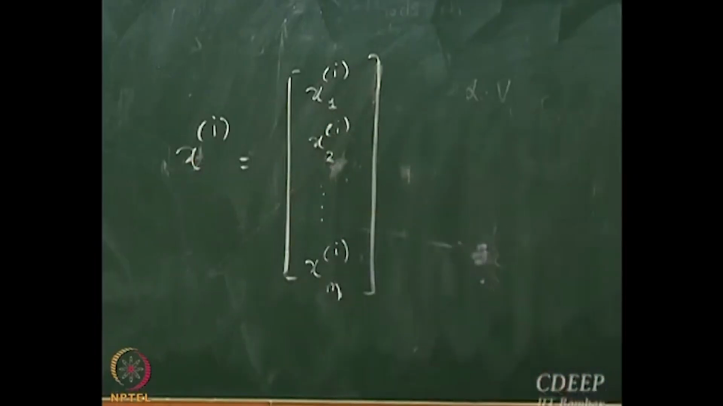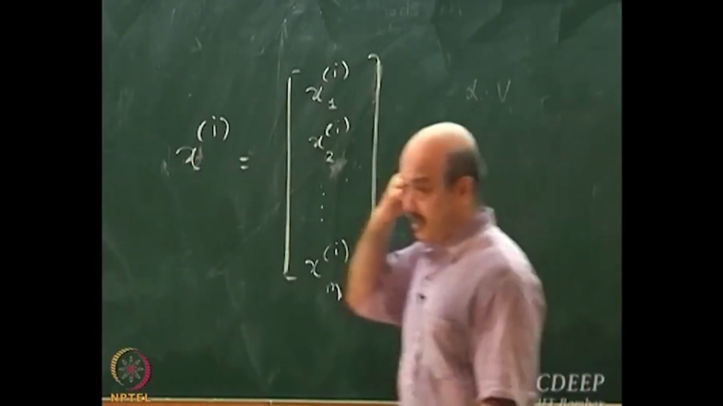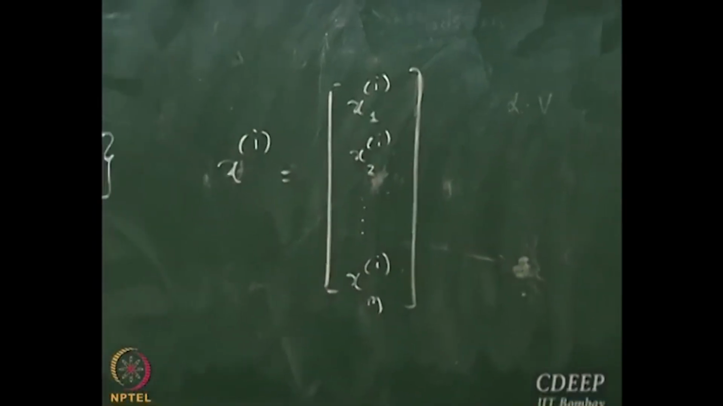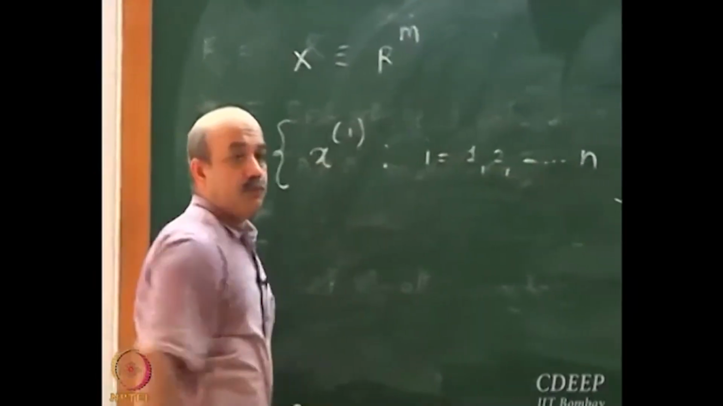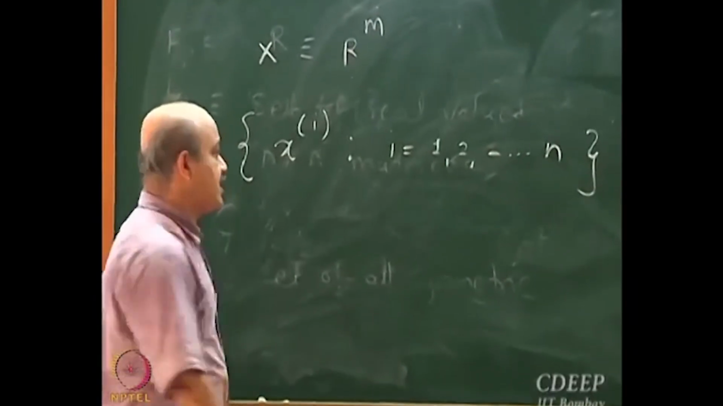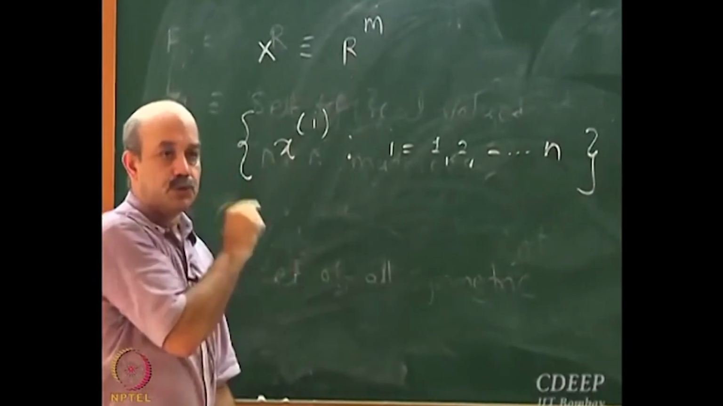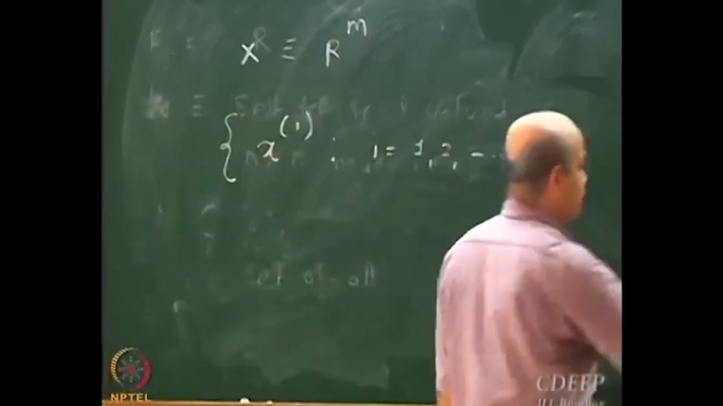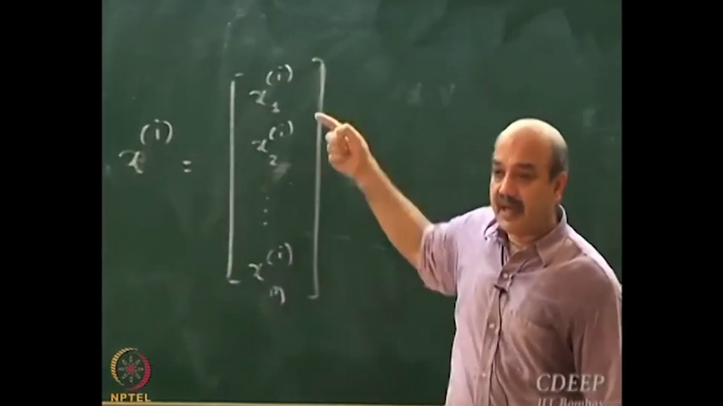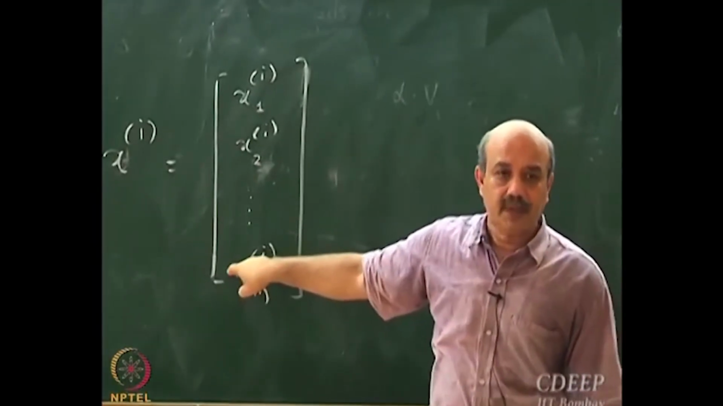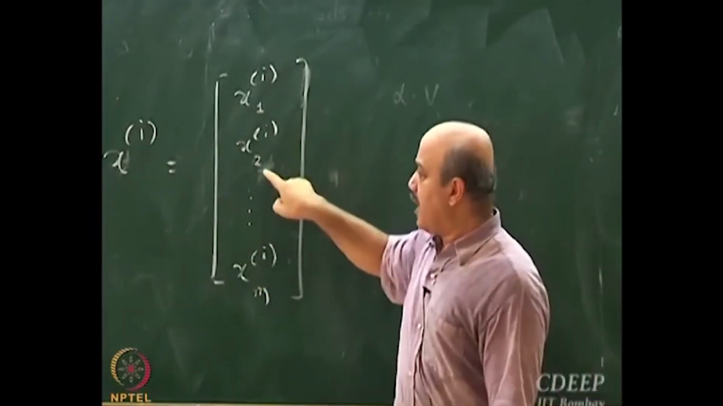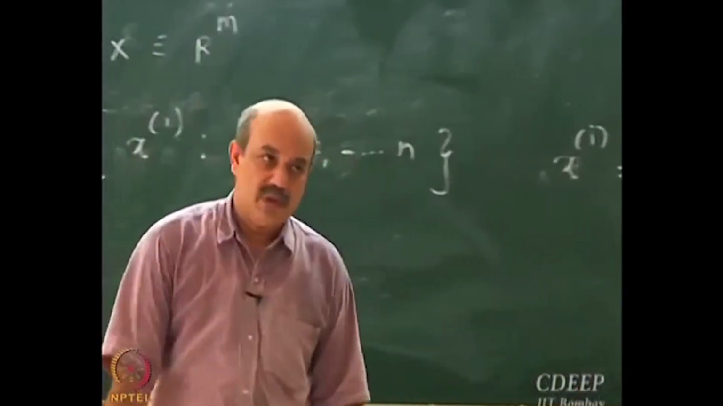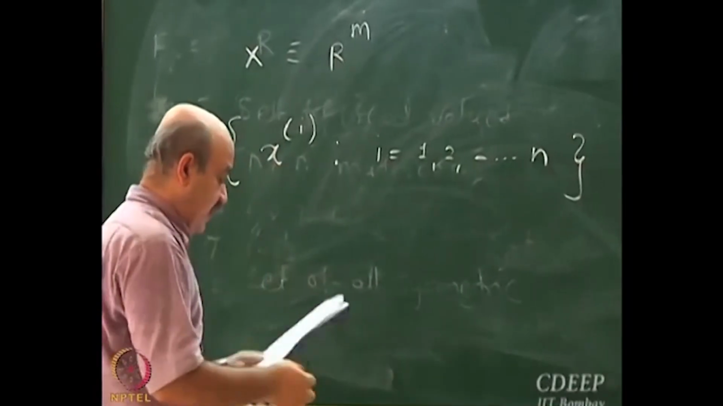So this notation is central to our course. I'm going to use it very, very often. The superscript in brackets is used to indicate the ith vector, and a subscript is used to indicate the component of the ith vector. So x^(i)_2 is the second component of the ith vector, and so on. We'll be using this notation very, very often.